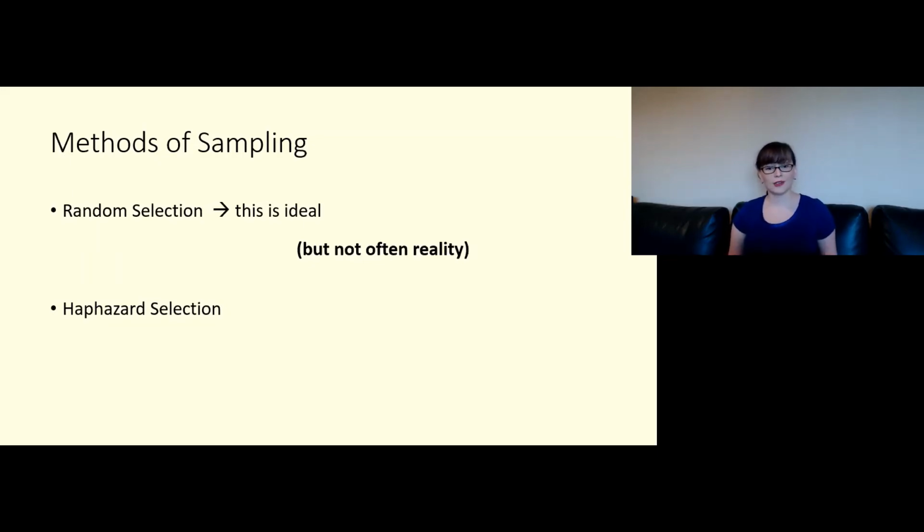With a haphazard selection, this is not randomized. Not everyone has a chance to be in our sample. Haphazard selection is the idea that whoever is available, whoever happens to be first, whoever we come across is maybe going to be our sample, not based on random chance, like in a random selection. This method of selection might also be called a convenience sample at times.